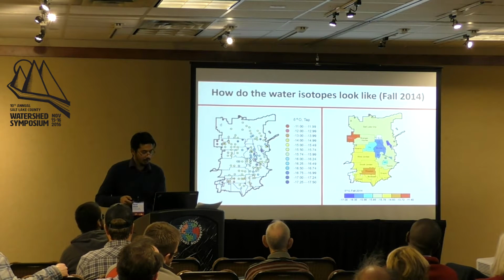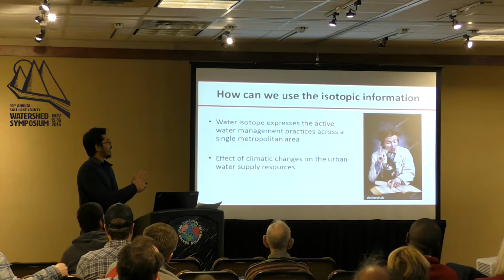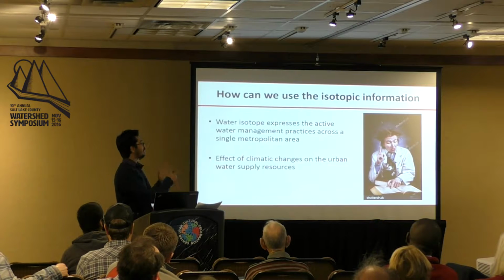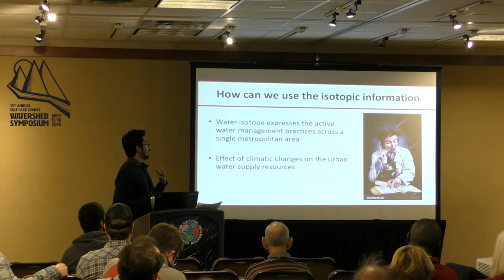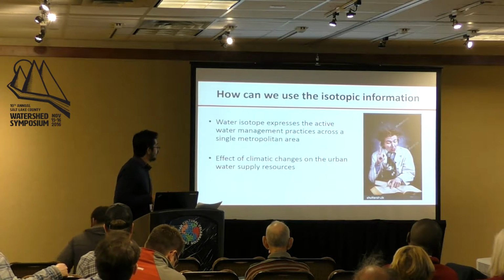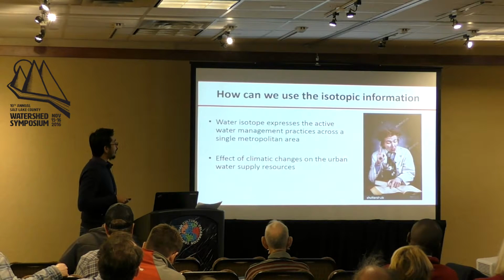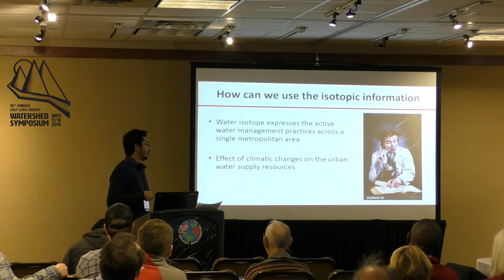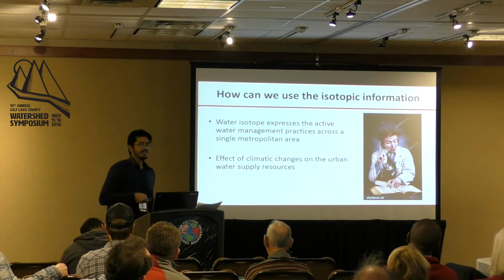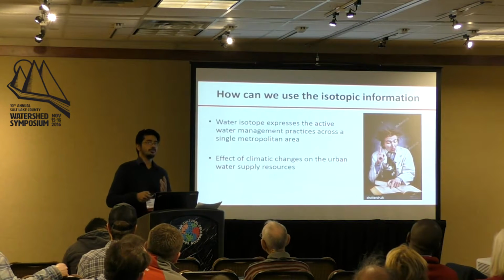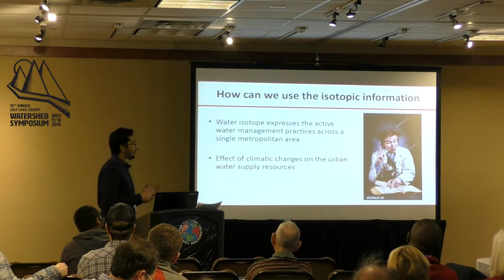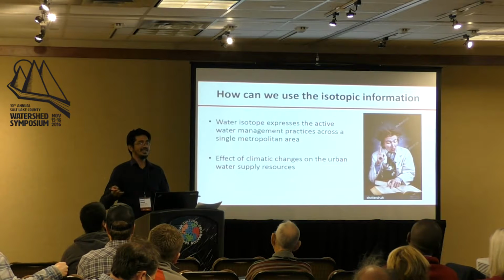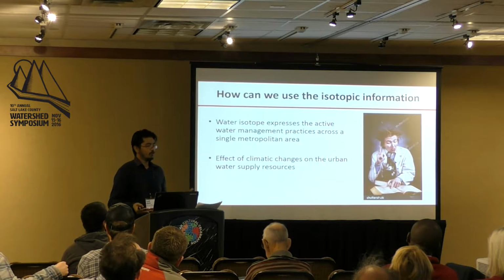But today I'm not going to talk about water management practices because this information can be used for a lot of different things. It can be used to solve water right cases, contamination cases, and in forensic geolocations. Today I'm going to talk mostly about the effect of climatic changes on urban water supply resources. As I said before, water isotopes are affected by changes in temperature, precipitation, and RH. And by comparing the water isotopes of two different years, we can tell exactly what's happening within the 2 years.